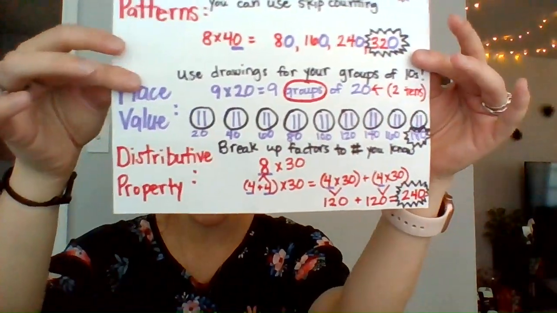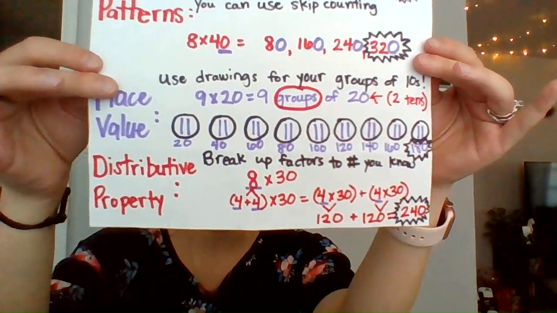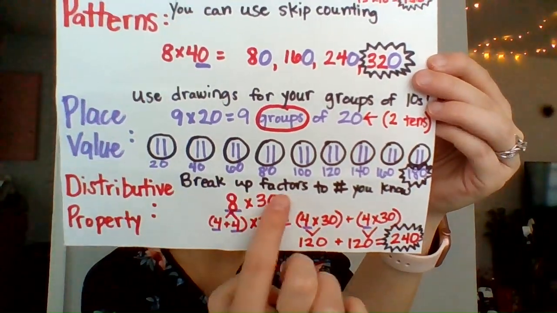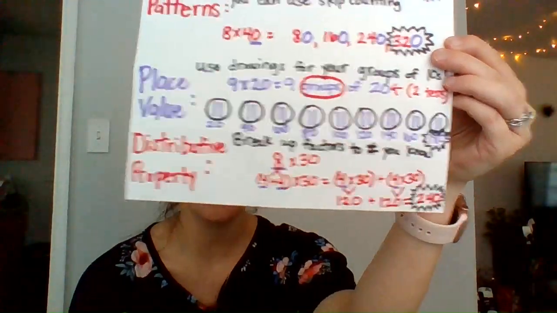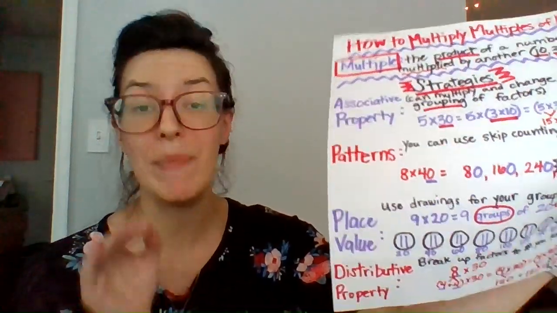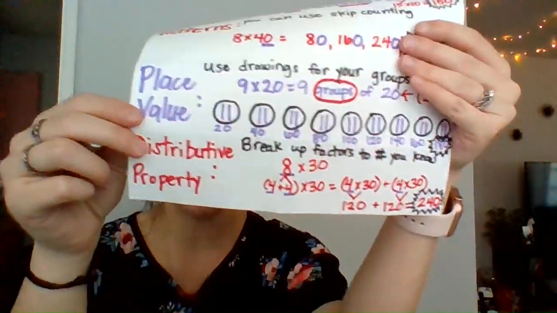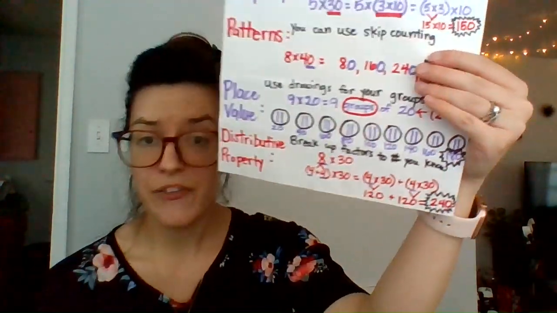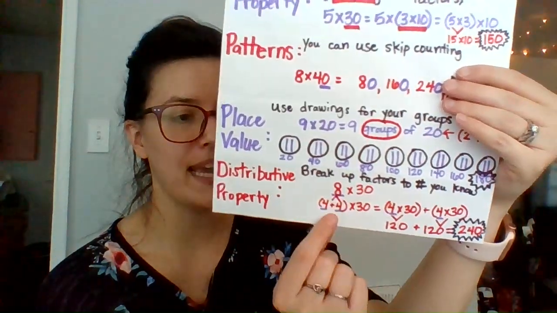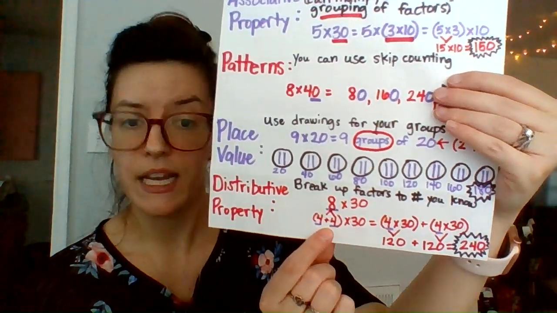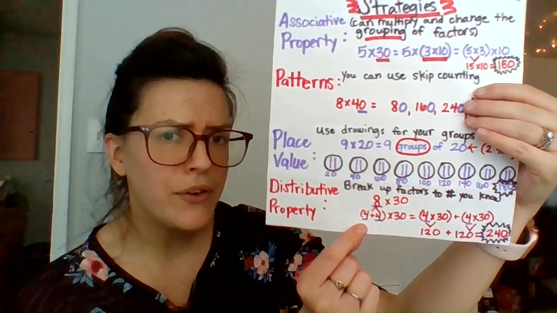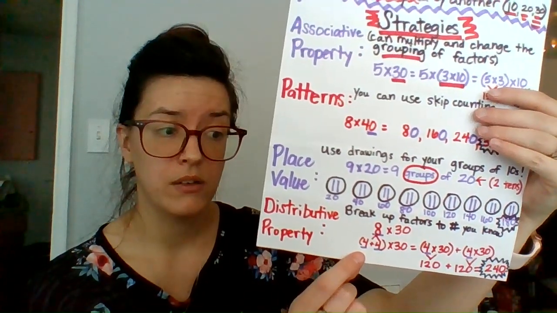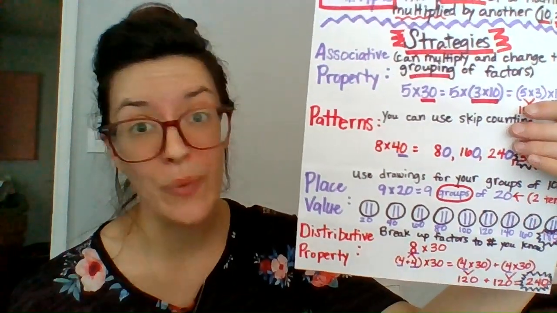And then our last strategy that you can certainly use is our distributive property. Remember, the distributive property is when you break apart the factors into numbers that you know, that make sense to you. So in my example here, I broke up 8 times 30. Now the factor that I broke up here was my 8, and I broke up 8 into 4 plus 4. Is there another way that I could have done this, or does it have to be 4 plus 4? I could break it up any way that I wanted.